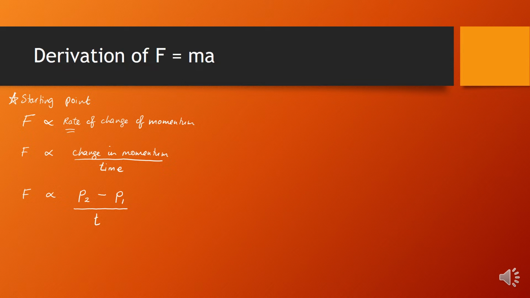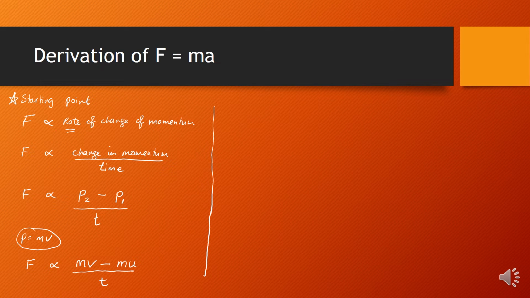Okay, and let's recall how we calculate momentum. P is equal to mv. Okay, so let's use this in substitution. Okay, so we will say F is proportional to the final momentum, which will be the mass of the object in question by the final velocity, and we had been using the letter v for that, subtract the momentum of that same object, so same m, by the initial velocity, which is u, divided by t.